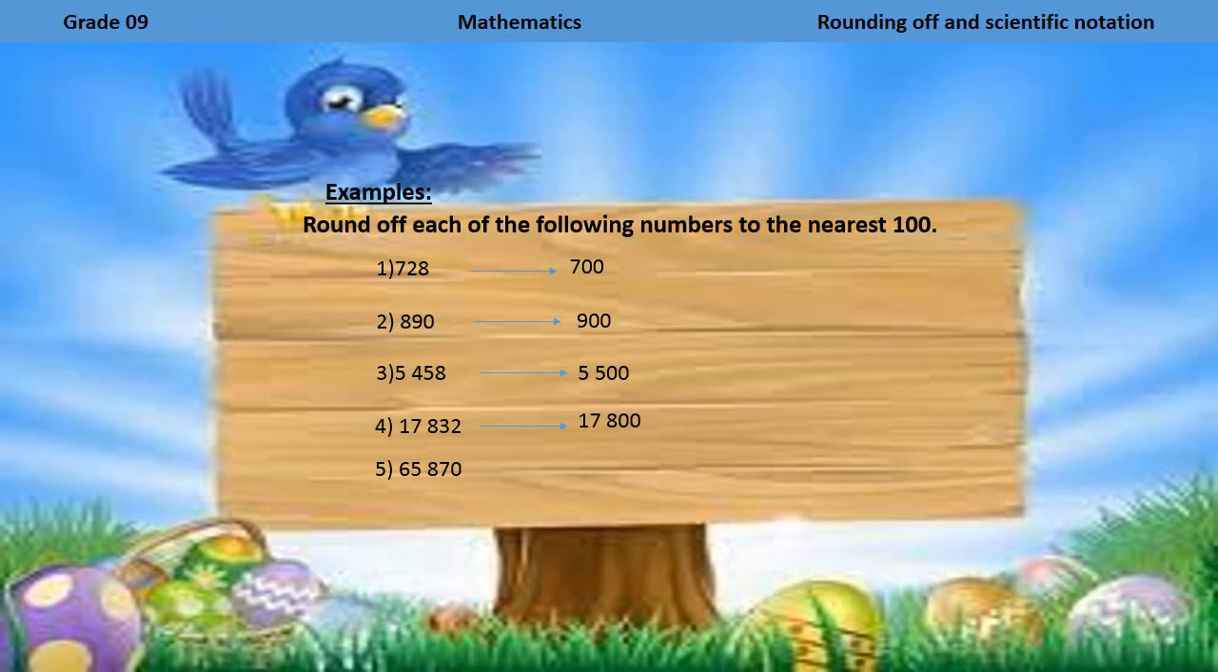65,870. 7 is the digit in the tens place. Then we take the next 100. 65,900.